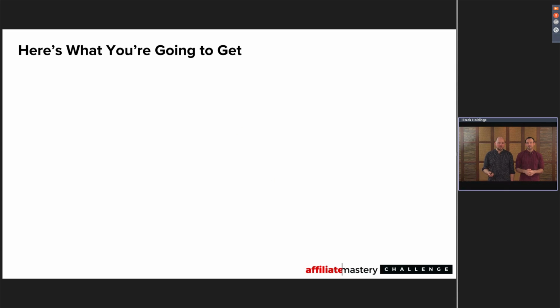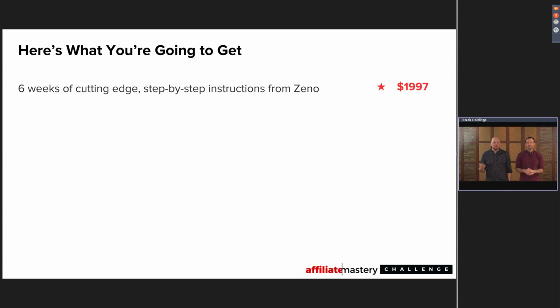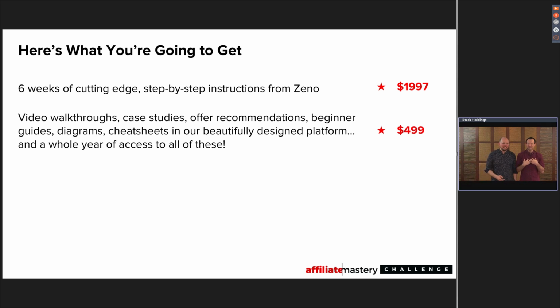We're going to tell you a little bit about it as we go here. So here's what you're going to get with this affiliate media buying course. You're going to get 6 weeks of cutting edge step-by-step instructions from the master himself right over here. We value that at $19.97 basically. I'm getting value.